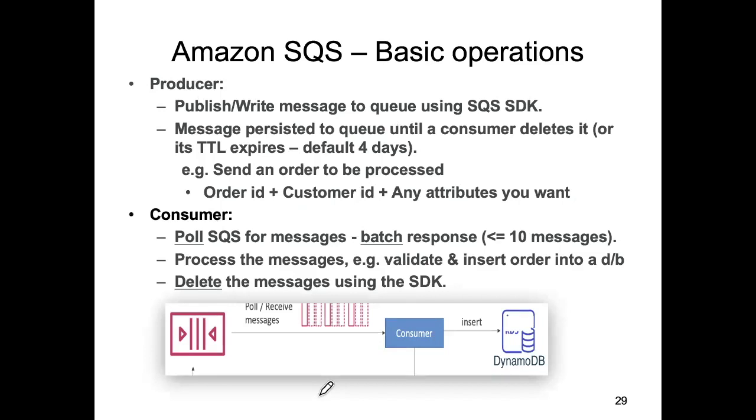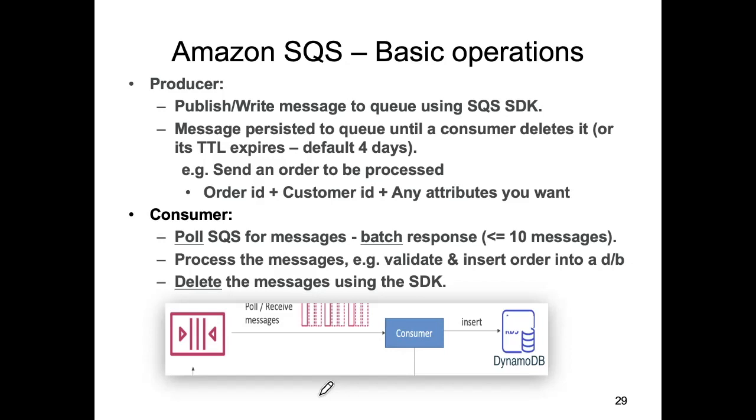So as I said, we have two actors using this SQS queue. We've got the producers. The producer writes messages to the queue using the SQS SDK, and we'll see that a little bit later on. Messages are persisted to the queue until a consumer deletes them. The consumer is responsible for deleting messages off of the queue, as well as reading the messages. The consumer must explicitly delete the messages from the queue. Otherwise, they will remain there.